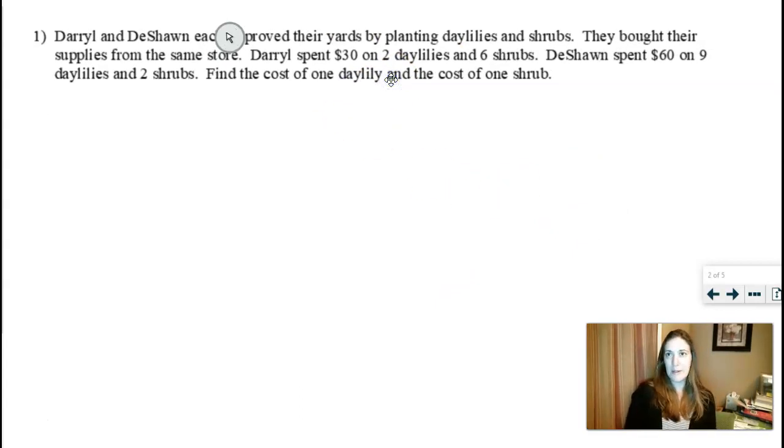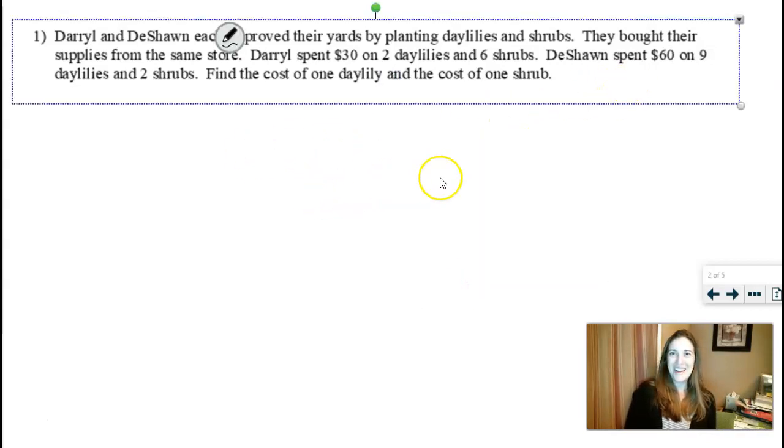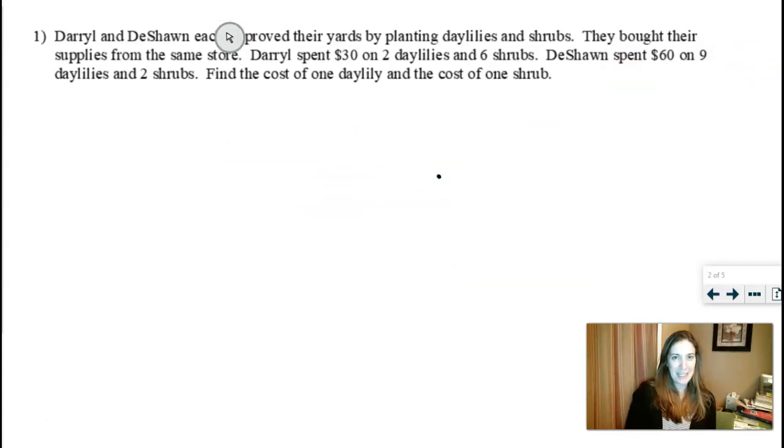All right. So here we have Daryl and Deshawn, and they are improving their yards by planting daylilies and shrubs. They bought their supplies from the same store. Daryl spent $30 on 2 daylilies and 6 shrubs, and Deshawn spent $60 on 9 daylilies and 2 shrubs. Find the cost of 1 daylily and the cost of 1 shrub.